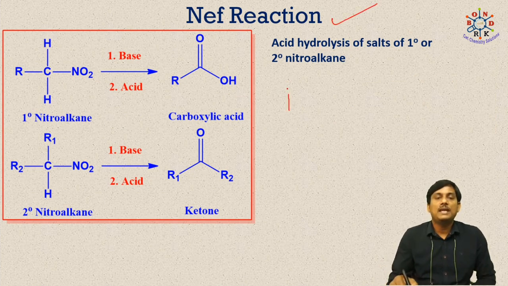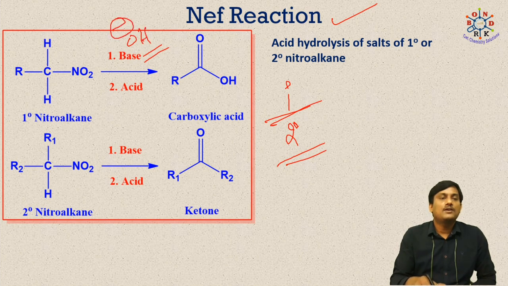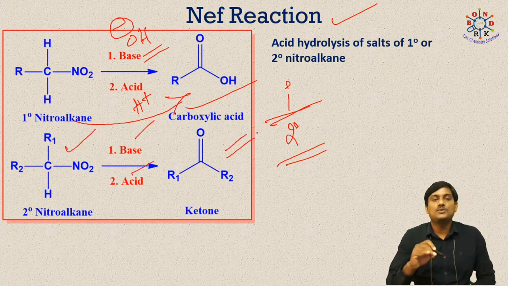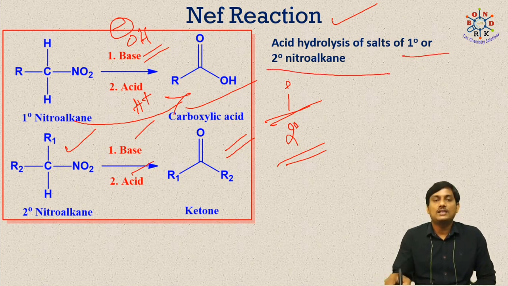Nef reaction is exhibited by primary and secondary nitroalkanes. When you treat primary nitroalkanes, first you have to treat with the basic conditions, OH minus, and after that acid condition, H plus, there is a formation of carboxylic acid in case of primary nitroalkane. If you take secondary nitroalkane, when you treat with base and acid, you will get ketone. This one is acid hydrolysis of salts of primary and secondary nitroalkane. To get salts of primary and secondary nitroalkane, you have to treat with first base.